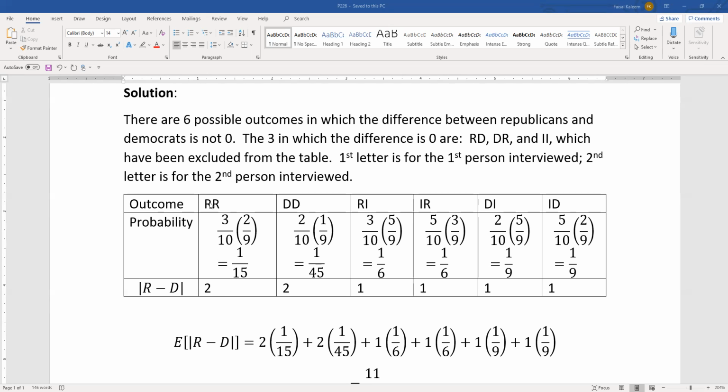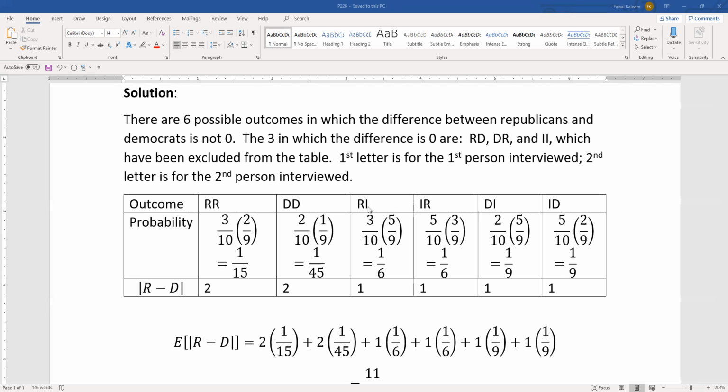So R and R means first Republican. So remember, there were 3 Republicans, 2 Democrats, and 5 independents. So first Republican would be 3 out of 10, and then second Republican, now there are only 2 Republicans left, and there are 9 voters left, so 2 out of 9, and that gives 1 over 15. So similarly, first Democrat, second Democrat, first Democrat is 2 out of 10, and then second time around there's only 1 Democrat left and 9 voters left.